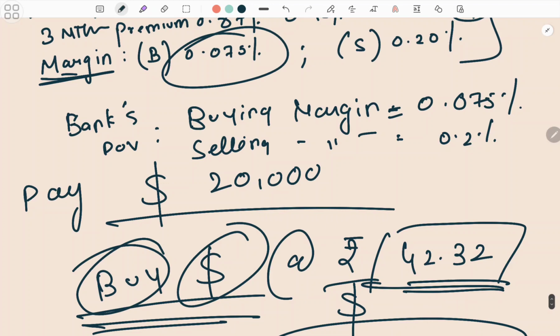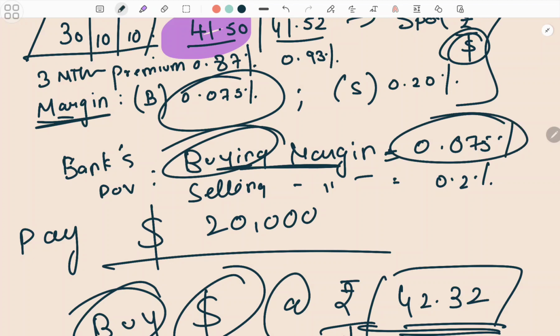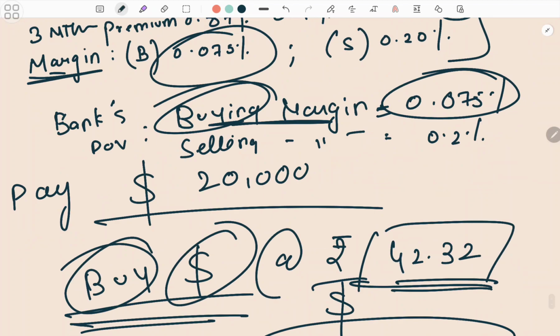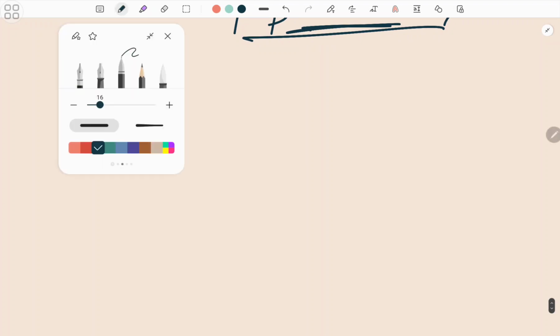So selling to whom? The bank. So the bank is buying dollars, right? So in this case, my applicable margin would be the buying margin, which is 0.075, sorry. I am really sorry, I think my handwriting is very bad in this particular question. Let me write this again.